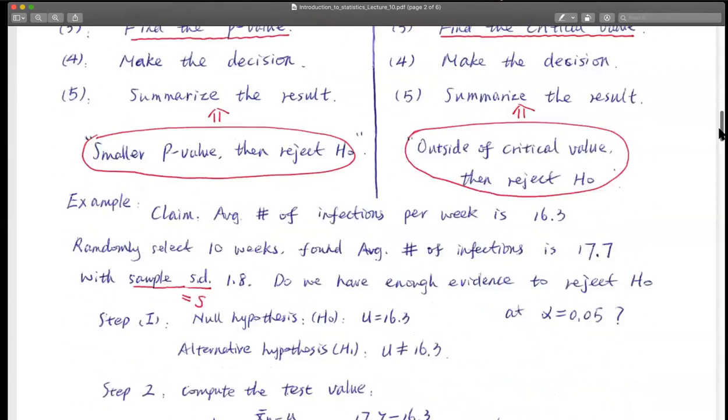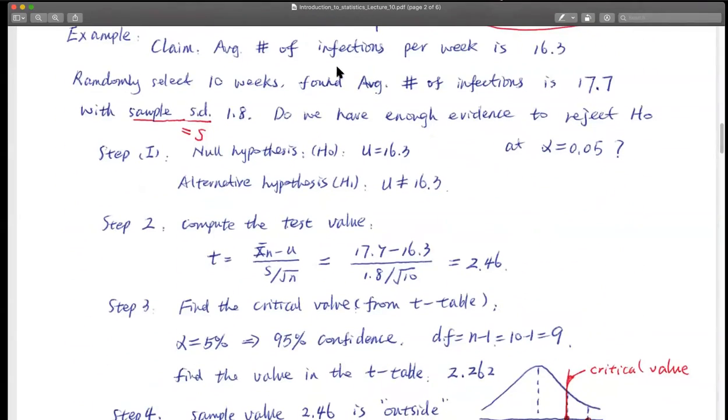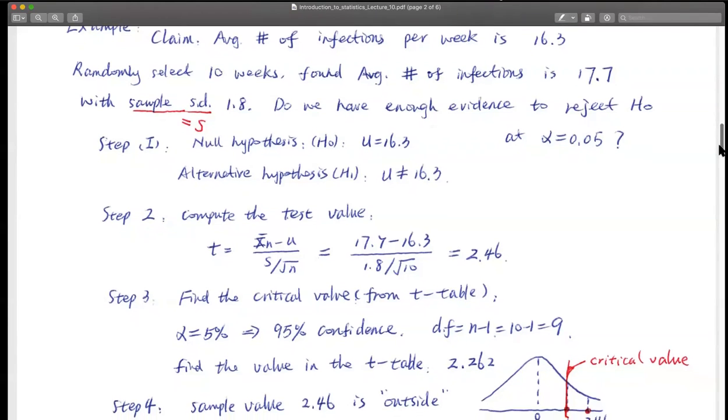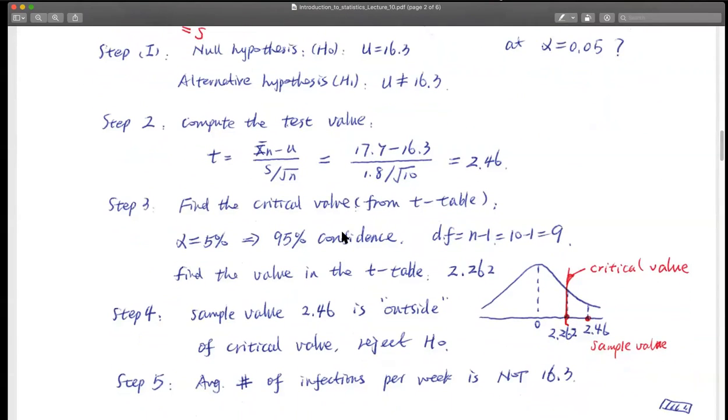Now, let's do the hypothesis testing using the critical value, 5 steps. The same information is given: average 16.3, sample standard deviation S 1.8. You do the calculation and find 2.646. The same information we have, nothing special. The difference is in step number 3. Remember, previously we got stuck here. So instead of finding the p-value, we are trying to find the critical value.